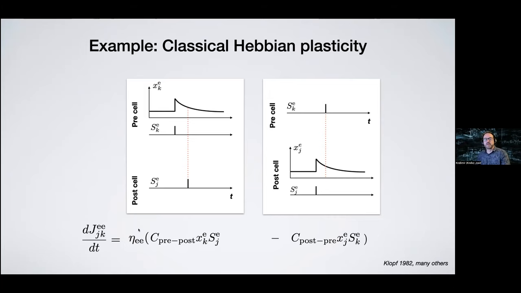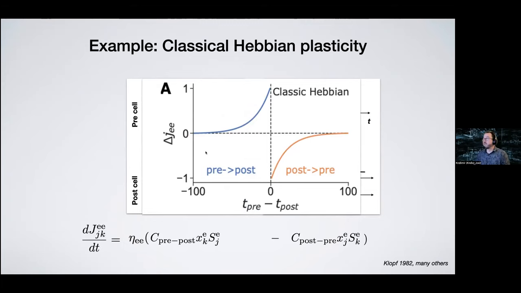We put it in explicitly because you can assume that the synaptic changes are small, right? That the effect of every pairing is actually going to be really small. So we can use a separation of variables eventually. So eta EE is going to be a small number. But if you do this, you recreate exactly the classic Hebbian rule, right? With these eligibility traces. Pre versus post is going to result in the potentiation, and post versus pre is going to result in a depression of that synapse. Okay. Very, very classical idea.